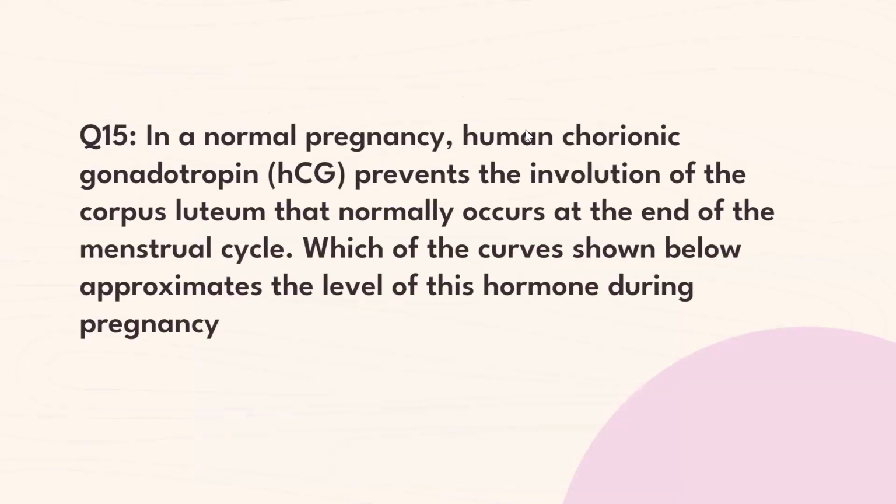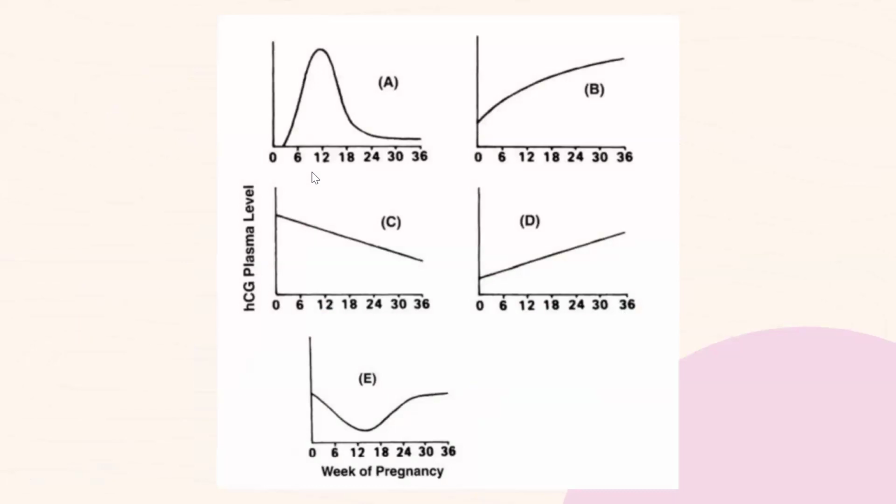In a normal pregnancy, HCG prevents the involution of the corpus luteum that normally occurs at the end of the menstrual cycle. Which of the curves shown below approximates the level of this hormone during pregnancy? So we're talking about HCG, and which of these do you think is the most likely level of HCG throughout pregnancy? This is the HCG plasma level on the y-axis, and the x-axis is the weeks of pregnancy. Okay, A or B? Let us look at the answer.